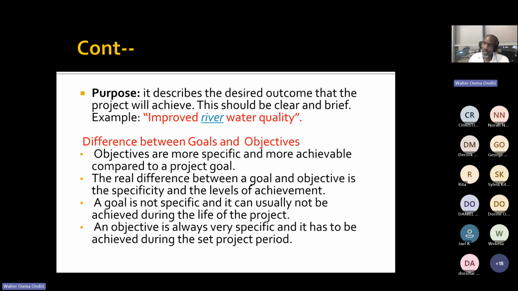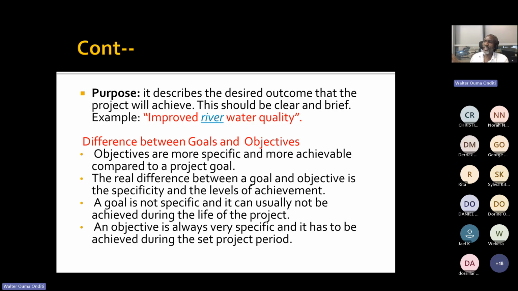Maybe we aim to reduce incidences of diseases. So think about the same. The difference here: objectives are more specific and more achievable compared to project goals. Of course, project goals are broader. The real difference between a goal and an objective is the specificity and the level of achievement.